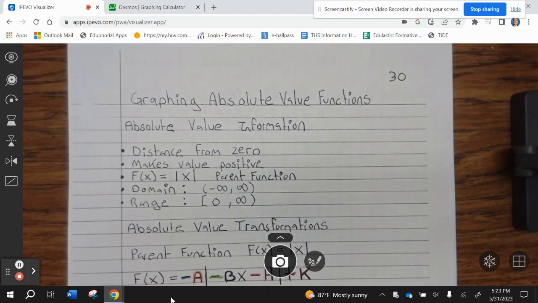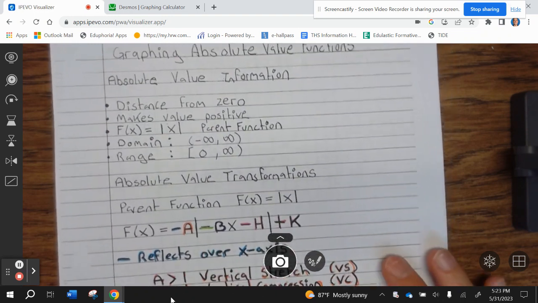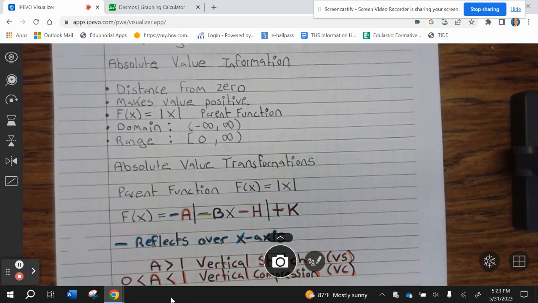Okay, Wildcat, so everyone look, journal page 30, graphing absolute value functions. Absolute value information. Absolute value is the distance from 0. It makes values positive. F of x equals absolute value of x is the parent function. Domain is negative infinity to positive infinity. Range is bracket 0 to infinity.